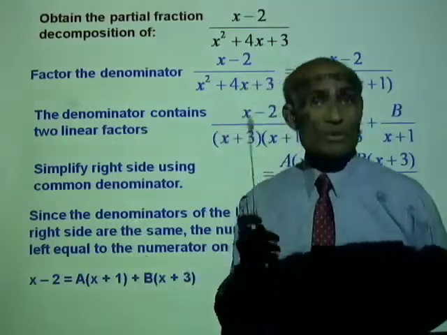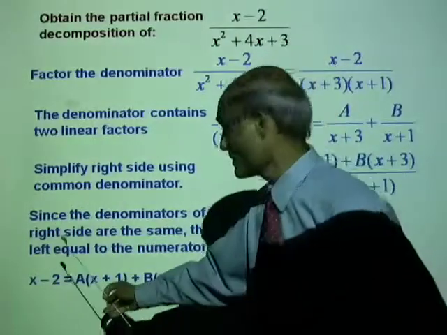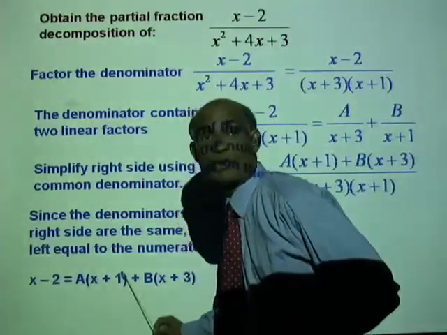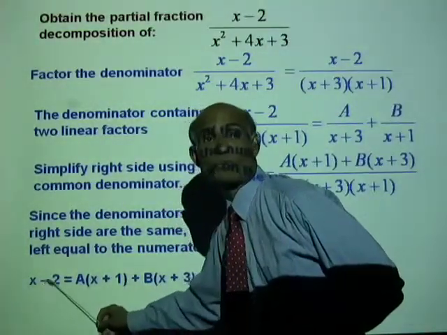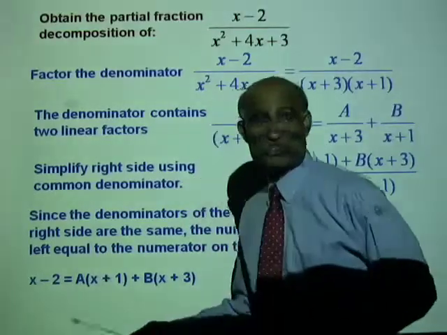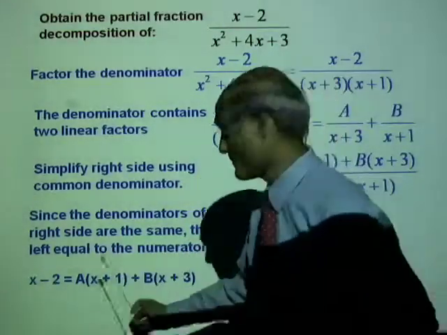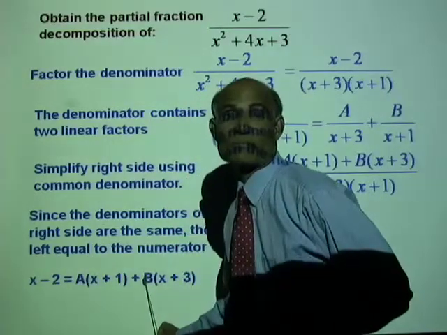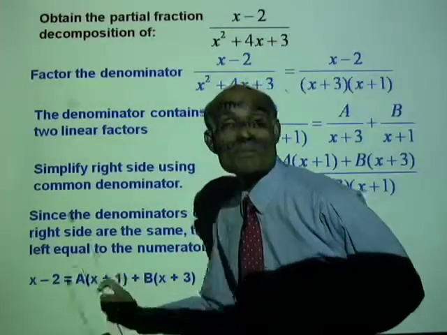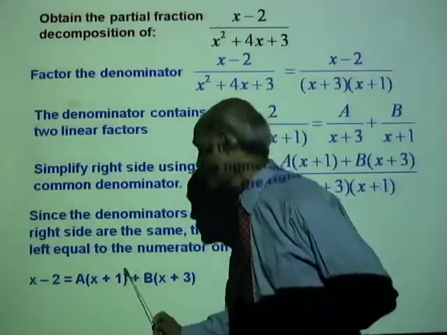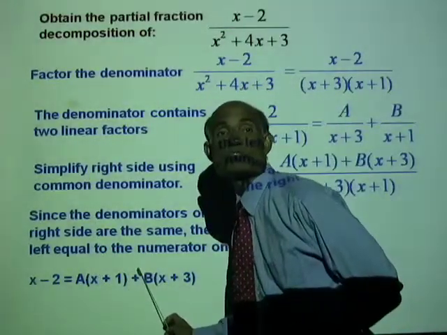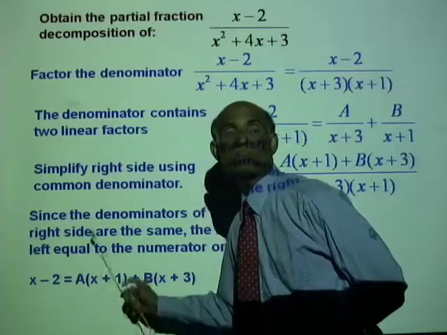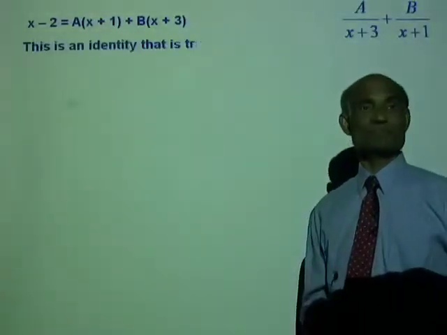Now remember, we can choose any value of x because this is an equation that contains x on the left and the right. This is actually an identity. That means it is true for all values of x. So we choose an appropriate value of x so that one of the constants will be reduced to 0 and we can find the other constant.